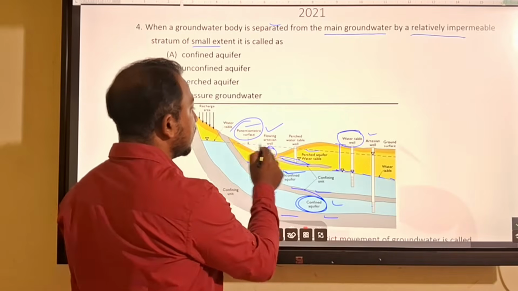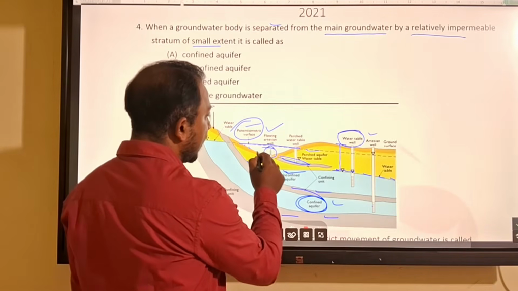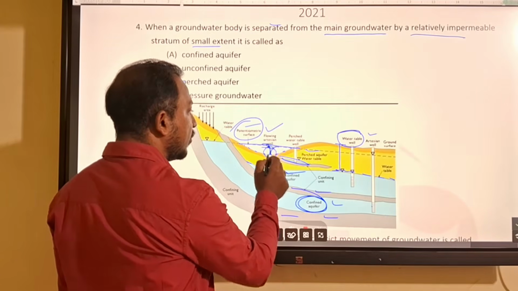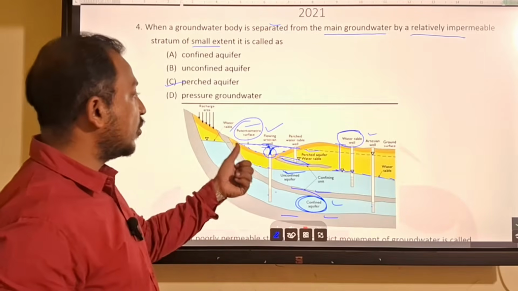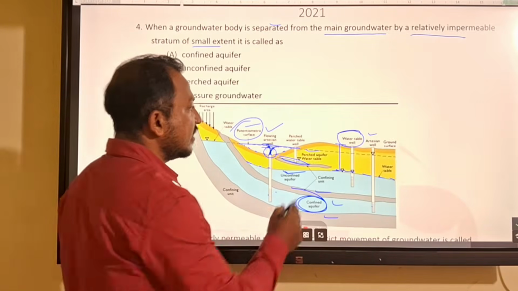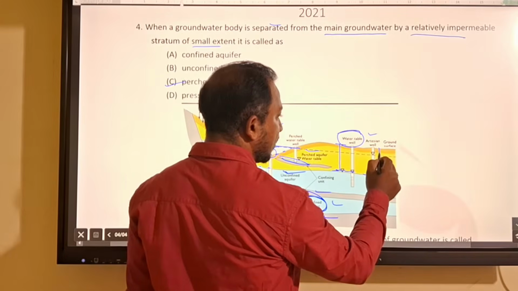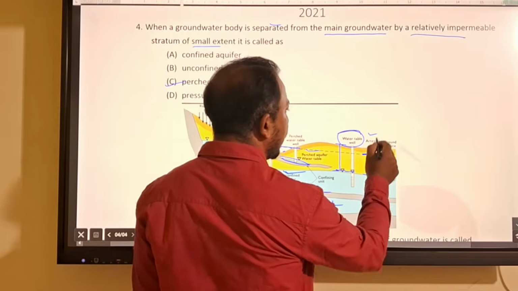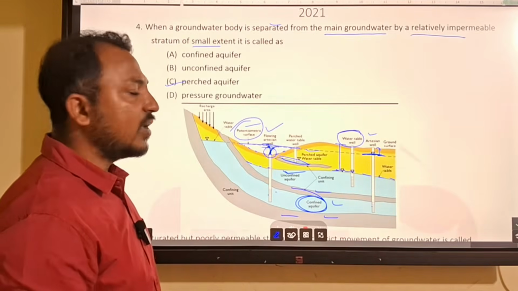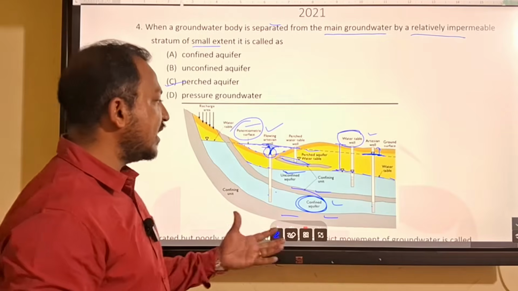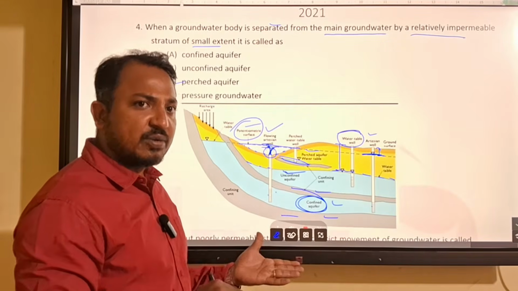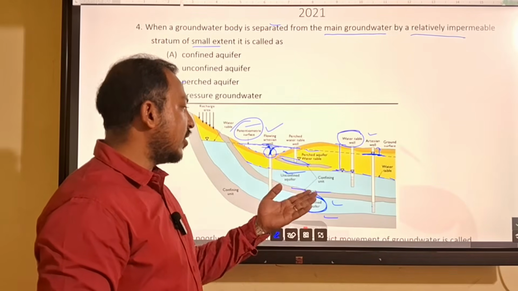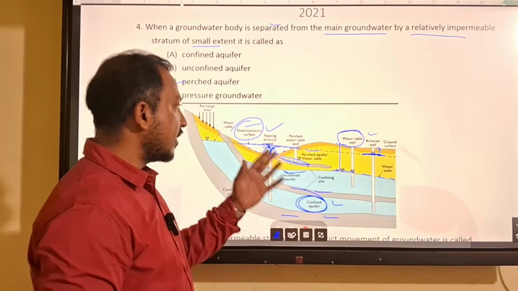Sometimes the potentiometric surface is above the ground level or above the land surface. So if you dig a well, water will automatically flow to the surface. These are called flowing artesian wells. In some regions the piezometric surface is below the land surface, so water can rise up to this level but cannot reach the surface. Those are called non-flowing artesian wells. Any well dug into the confined aquifer is called an artesian well, and any well dug into the unconfined aquifer is called a water table well.